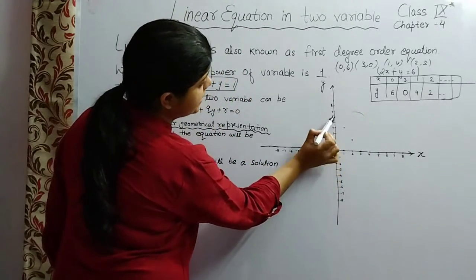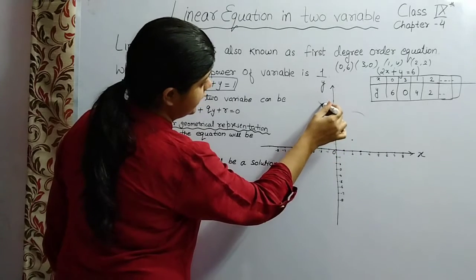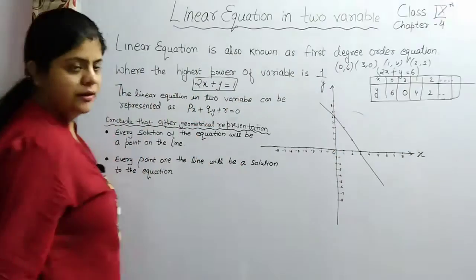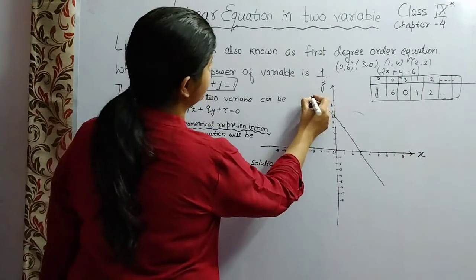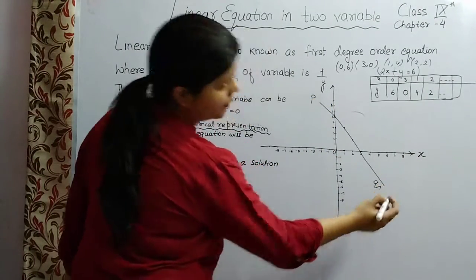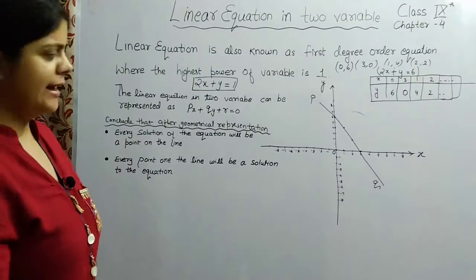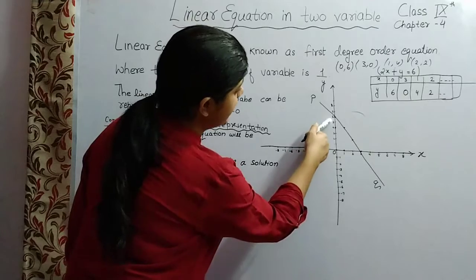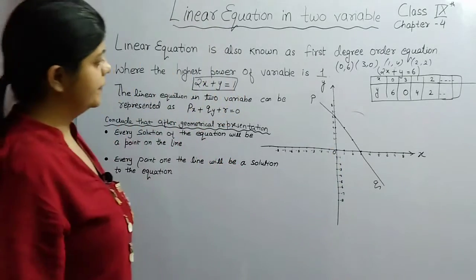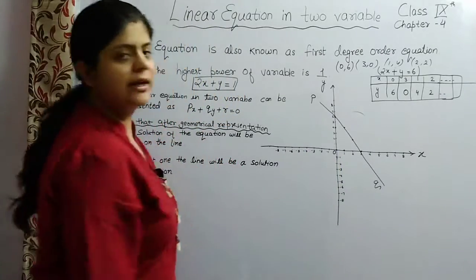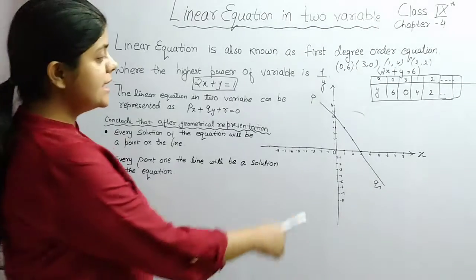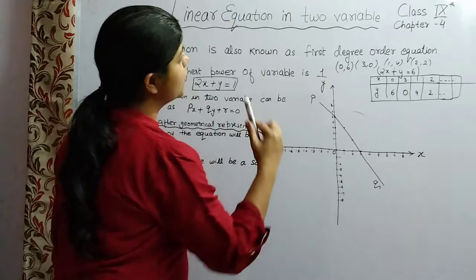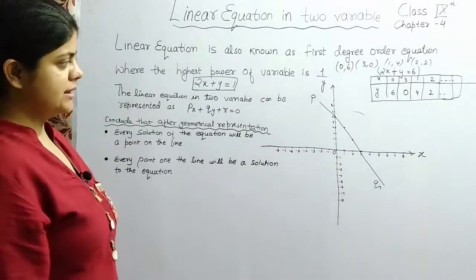Now we are seeing this. The points lie on a straight line. It makes a straight line. We can call this PQ line, AB line, whatever we call. They lie on the same line. This is the geometrical representation in a straight line on a coordinate plane of linear equation in two variables.